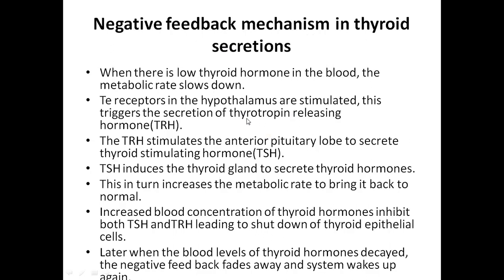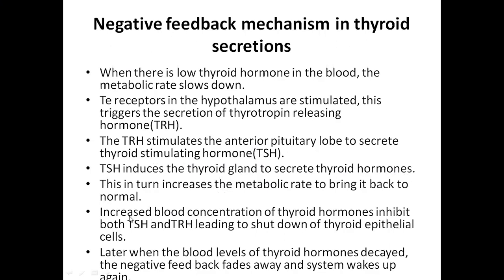First, whenever there is low thyroid hormone in the blood, there is a slowdown in the metabolic rate of the body. This slow metabolic rate stimulates the hypothalamus to release what is known as TRH, thyrotropin releasing hormone. It in turn acts on the anterior pituitary, releasing thyroid stimulating hormone. It acts on the thyroid gland, resulting in production of thyroid hormone. The thyroid hormones are T3, T4, and calcitonin, and the regulation of them is through negative feedback.